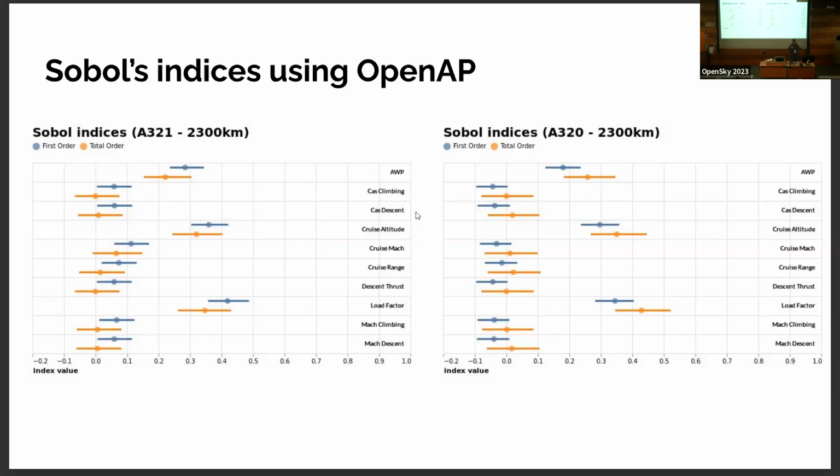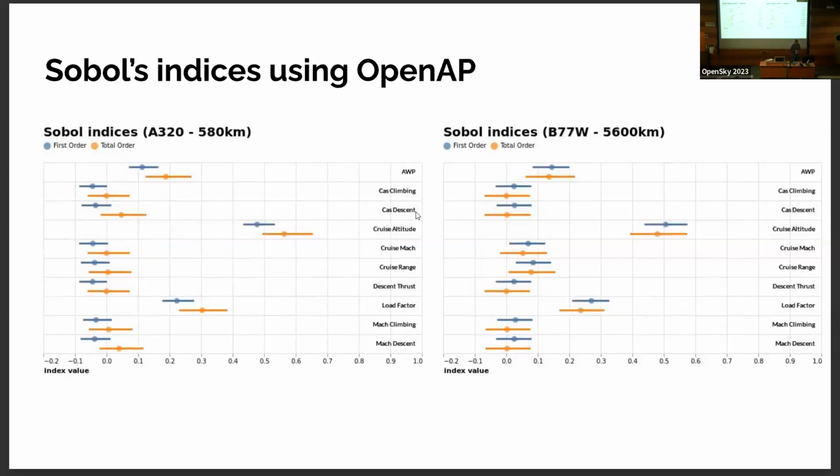What's interesting here, and that's why I put them next to each other, is that, again, it's using OpenAP, so there might be some discrepancies with reality. We can see that using the default engine for both A320 and A321, the Sobol indices are quite close to each other, meaning that the impact of those three parameters is similar on both models of aircraft. Here are the two other scenarios that we decided to check.